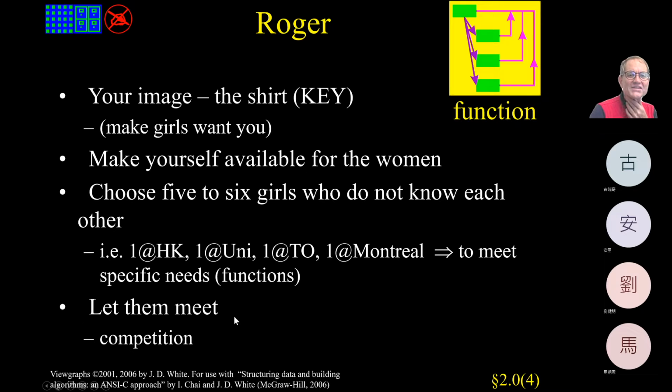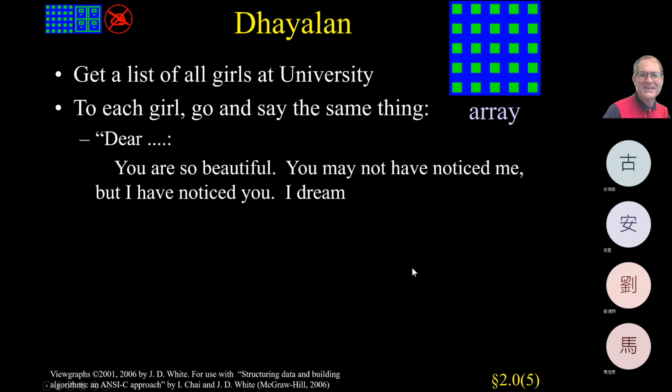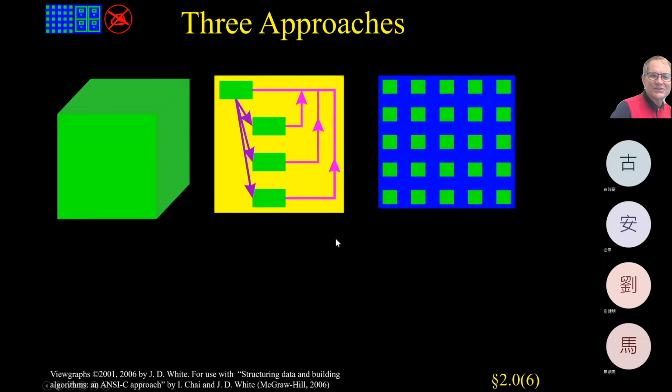Finally, his last step, after he got all the girls in love with him, was to let them occasionally meet, so they feel competition. He said competition is very good, because girls will think you are valuable if there's other competition, rather than if they think she's the only girl who wants you. And for Highland, yes, get a list of all the girls at the university. To each girl, go and say the same thing: you are so beautiful. You may not have noticed me, but I have noticed you. I dream of you every night. Canadian nights are so cold. If we were together, we could keep each other warm. Oh, how nice. Okay, anyway, so those are the three approaches.